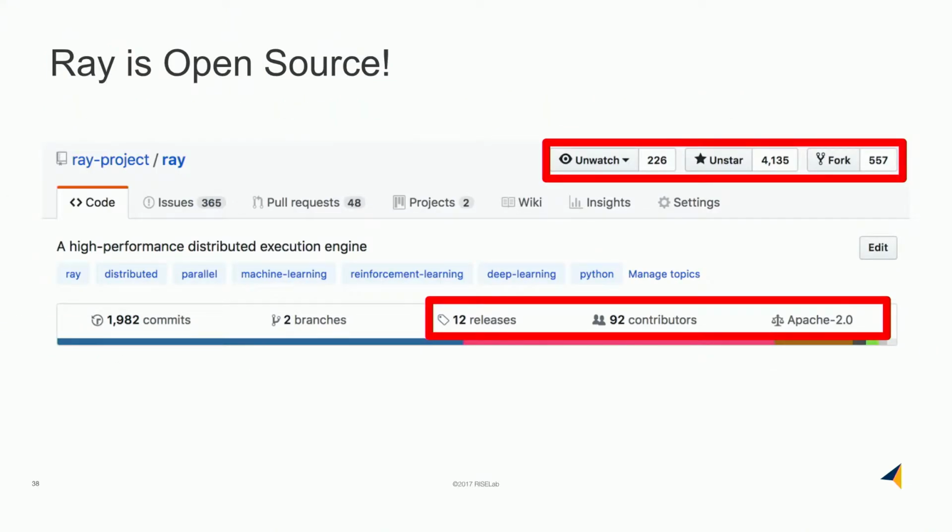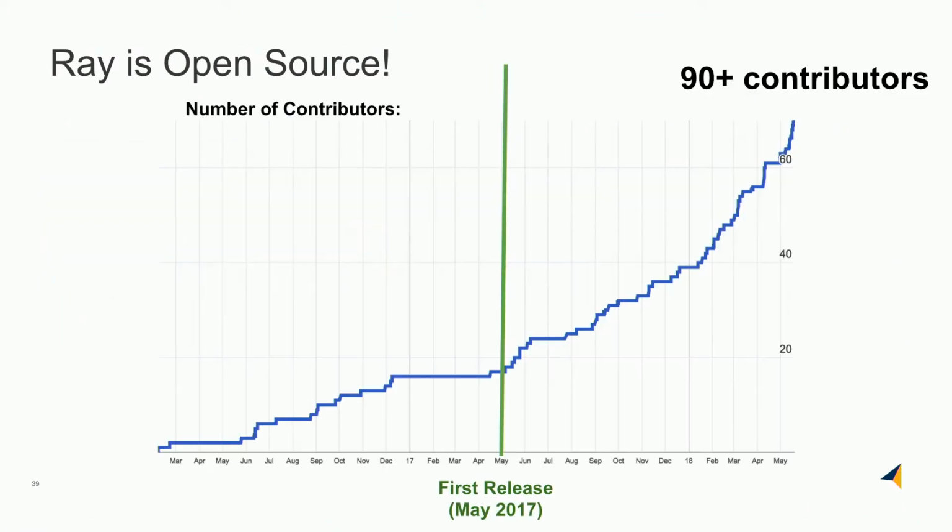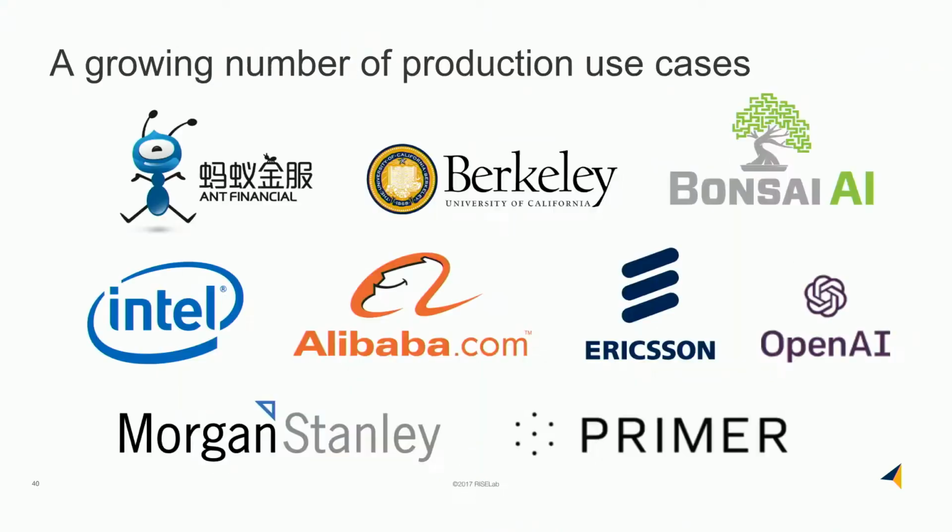So Ray is an open source project. We're developing it on GitHub. Since our initial release last May, we've had a growing number of contributors and also a number of other releases. We're working on 0.6 right now. And we have a growing number of use cases at companies as well.